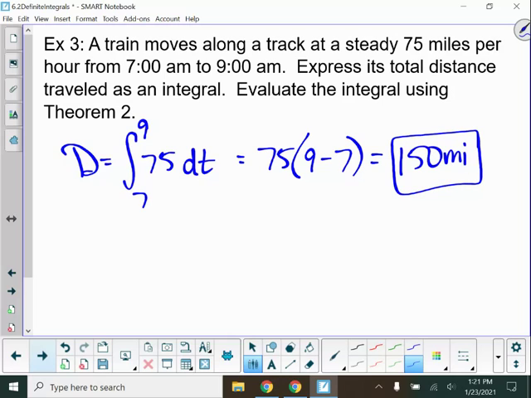So area under the curve is not always going to be area, sometimes it is distance, because if you do the antiderivative of velocity, which is this 75 miles per hour value, then you end up with position or distance.